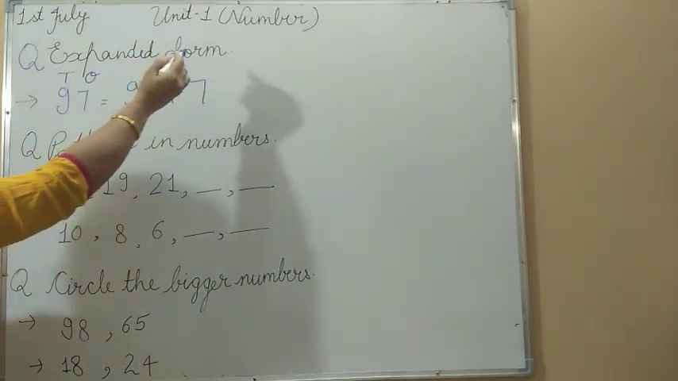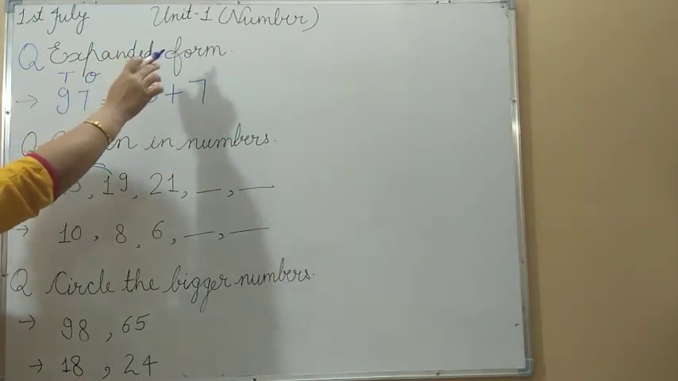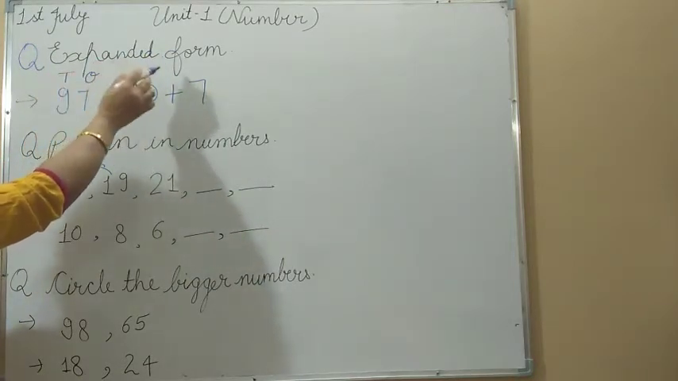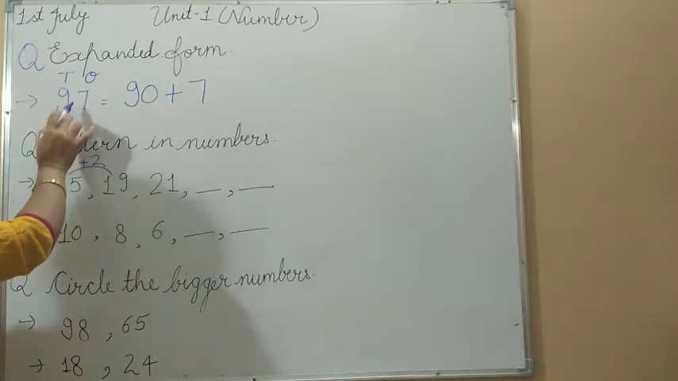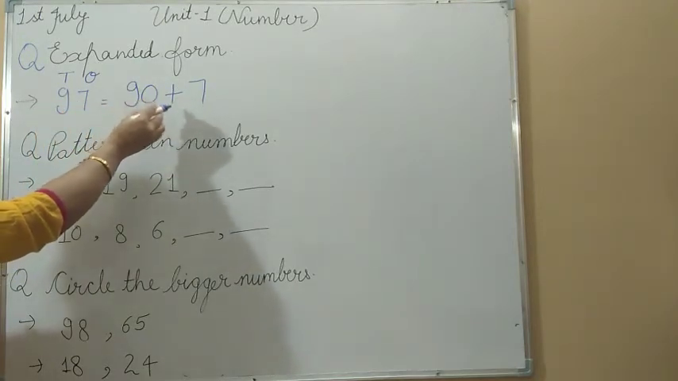Good morning, students. Today you will do practice of unit 1, numbers. What is the first question? Expanded form. You have to write this number. This is the short form of a number and you have to write it in expanded form.